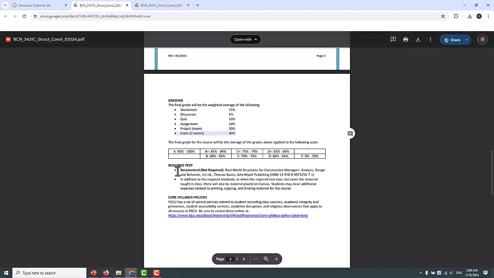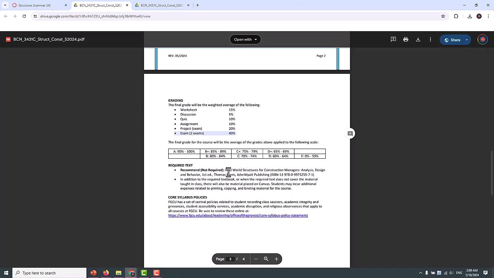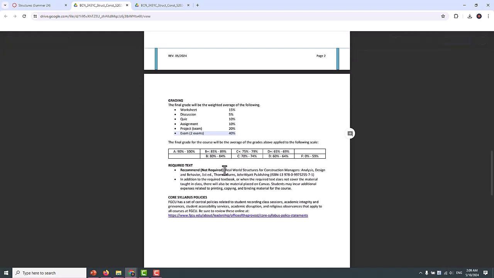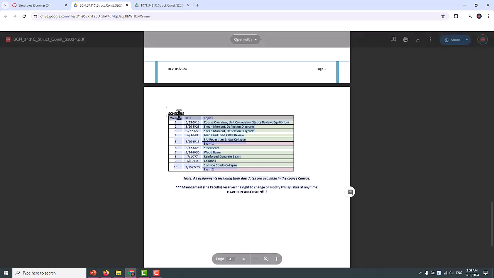There's no textbook required for this course, but if you still have the textbook from the mechanics course, you can still use that as recommended reading material, but it's not required. This one is the schedule of this course. You have the dates over here, which means the weeks. We're going to complete the course in 10 weeks.